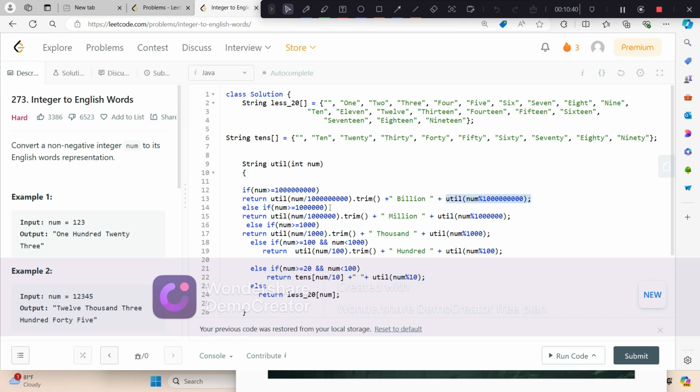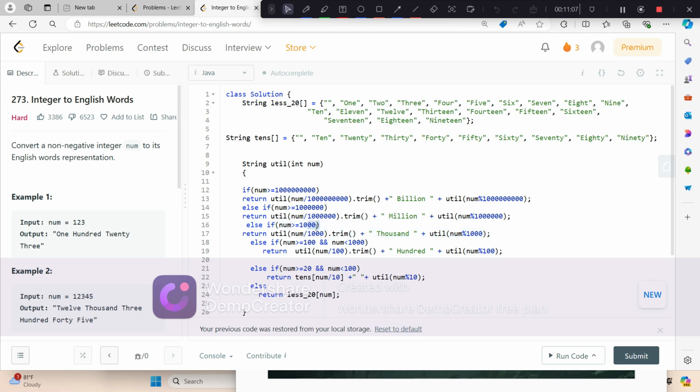Okay, then we will check if this number was greater than 1 million. This is 10 lakh, which is 1 million. In that case, what we are doing here, we are calling this function util on divide by and appending "million", because this would give us how many millions it is, and then I'm appending million and calling the util again on the modulus of it, for the remaining number.